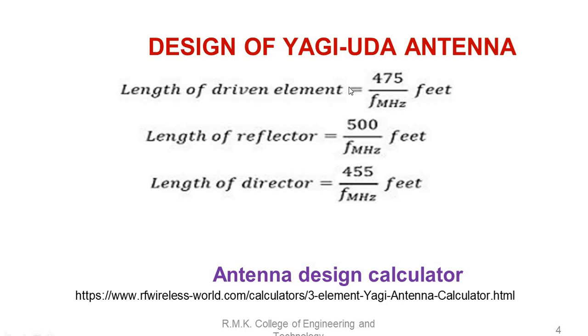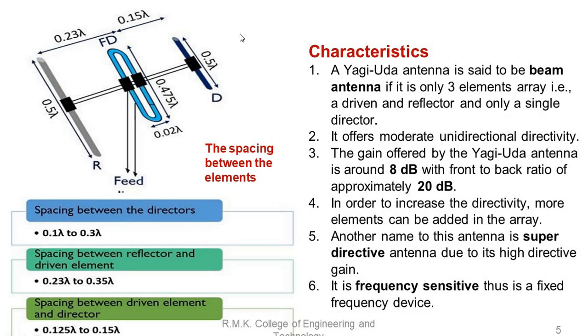So while you are solving the problem, you should handle the conversion of feet to meters, and see the optimum value of the distance between the elements, that is the spacing between the elements, and the thickness of elements, and the length of each element, right? FD is folded dipole, R is the reflector, D is the directors. Okay, right? So these are the spacings, right?